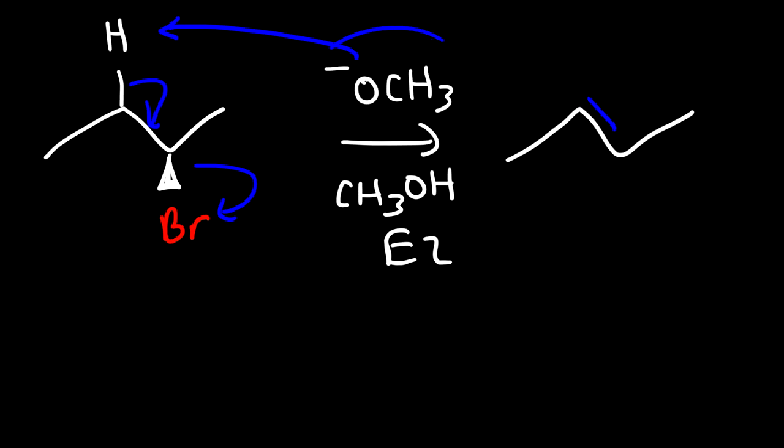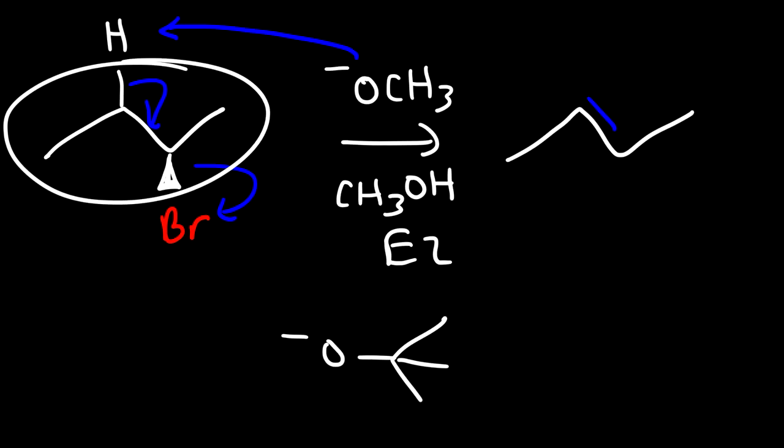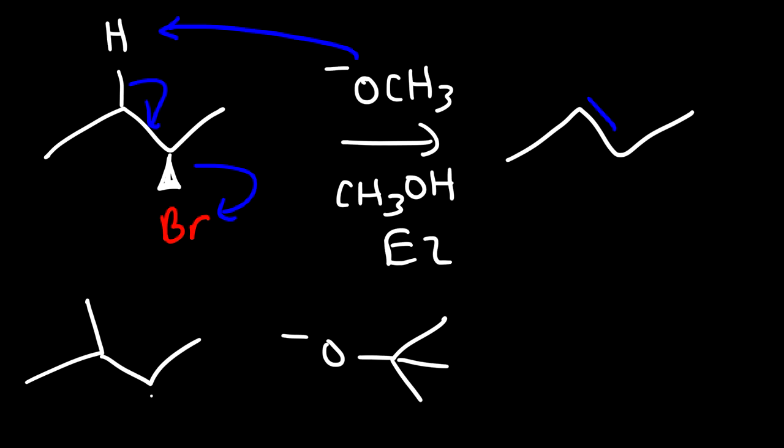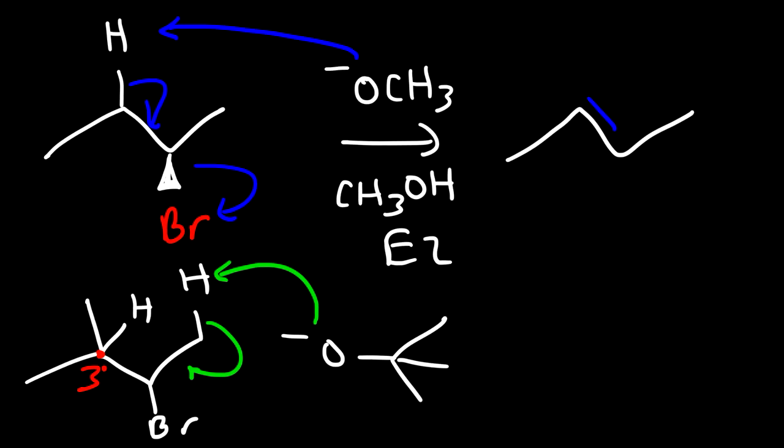Now, if you have a bulky base like tert-butoxide, which looks like this, and if the substrate is also bulky, for example, let's say if we have something that looks like that, then the sterically hindered base will prefer to go for the most accessible hydrogen. It's difficult for it to grab this hydrogen because this is a tertiary carbon, and so that hydrogen is sterically hindered by the methyl groups. So it's going to go for the most accessible hydrogen, in this case giving us the Hofmann product.